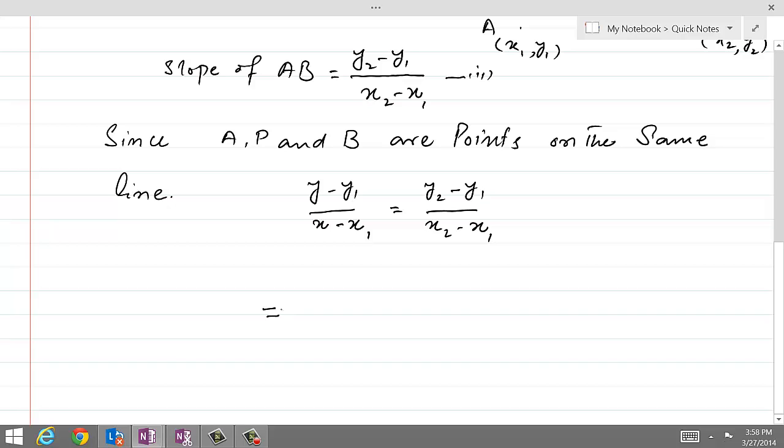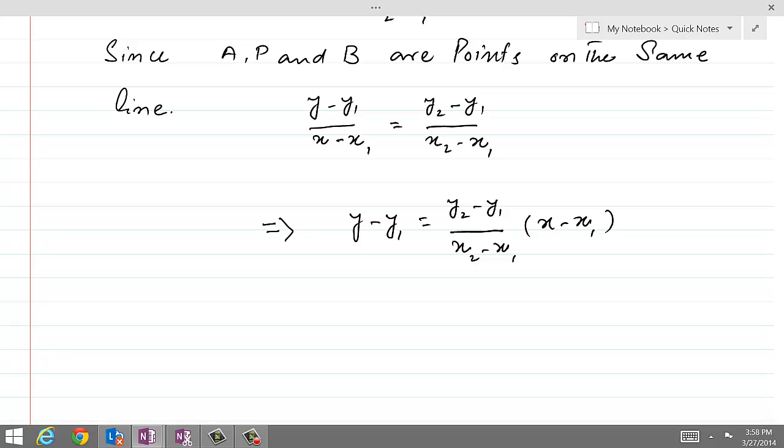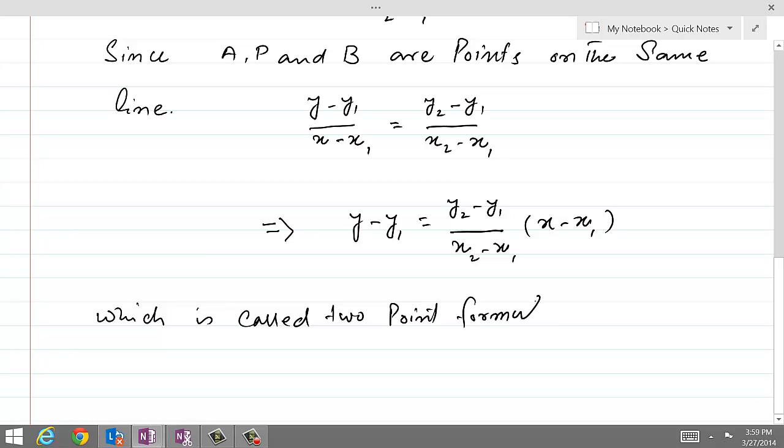So now if we cross multiply, we will have y minus y1 equal to y2 minus y1 over x2 minus x1 into x minus x1. This is called the 2-point formula of a straight line.